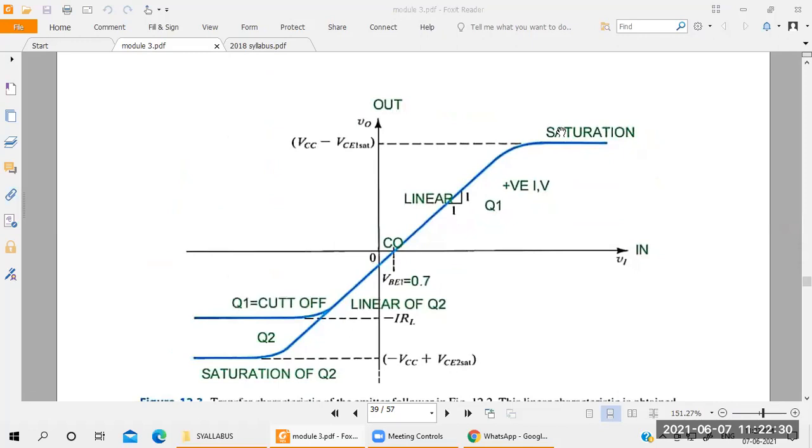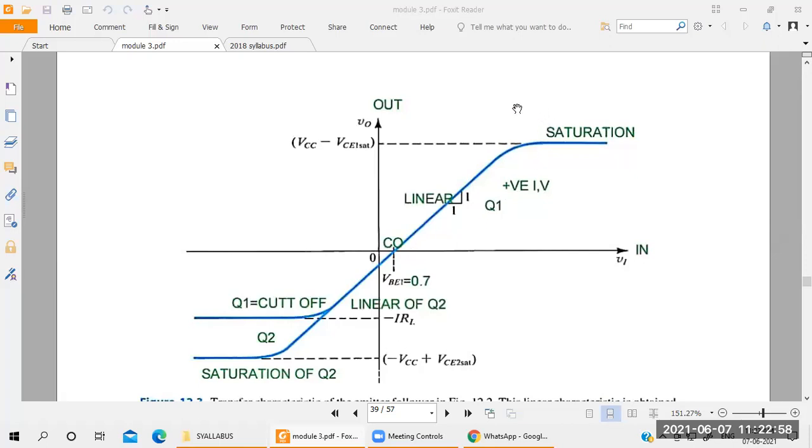It's a relationship between the input voltage and output voltage. We can call it a transfer characteristic. For the x-axis they have taken input voltage, for the y-axis they have taken output voltage. Remember this. First you come for the x-axis: this is the positive x-axis, negative x-axis. Next, positive y-axis, negative y-axis.